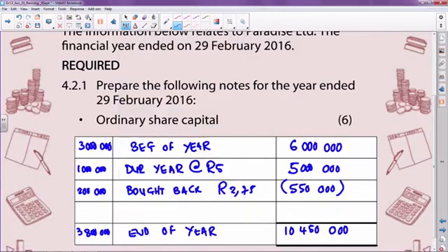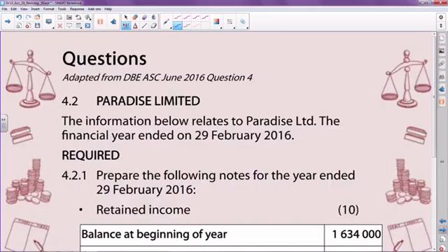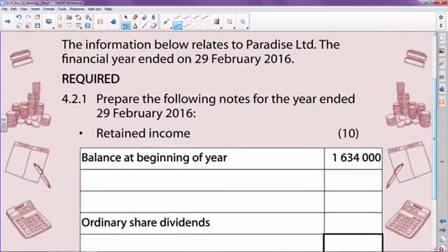Okay, so we're done and dusted with our note, the ordinary share capital note. The next thing that we have to do is calculate the note that they want from us now, my retained income note. Okay, now this retained income note, I need my net profit. Look at the information that I'm given. I need to calculate my net profit after tax. Okay? And I start off with my calculation.